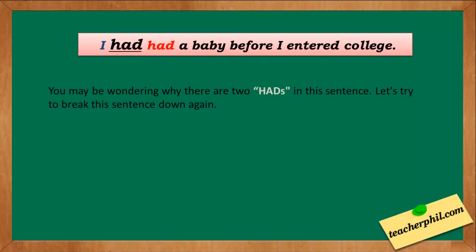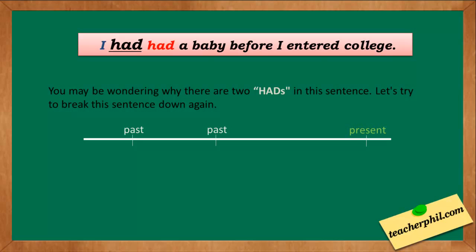You may be wondering why there are two heads in this sentence. Let's try to break this sentence down again. The present and the two past events. The first event is, I had a baby, and the second one, I entered college. I had a baby is our past perfect because it happened before I entered college.